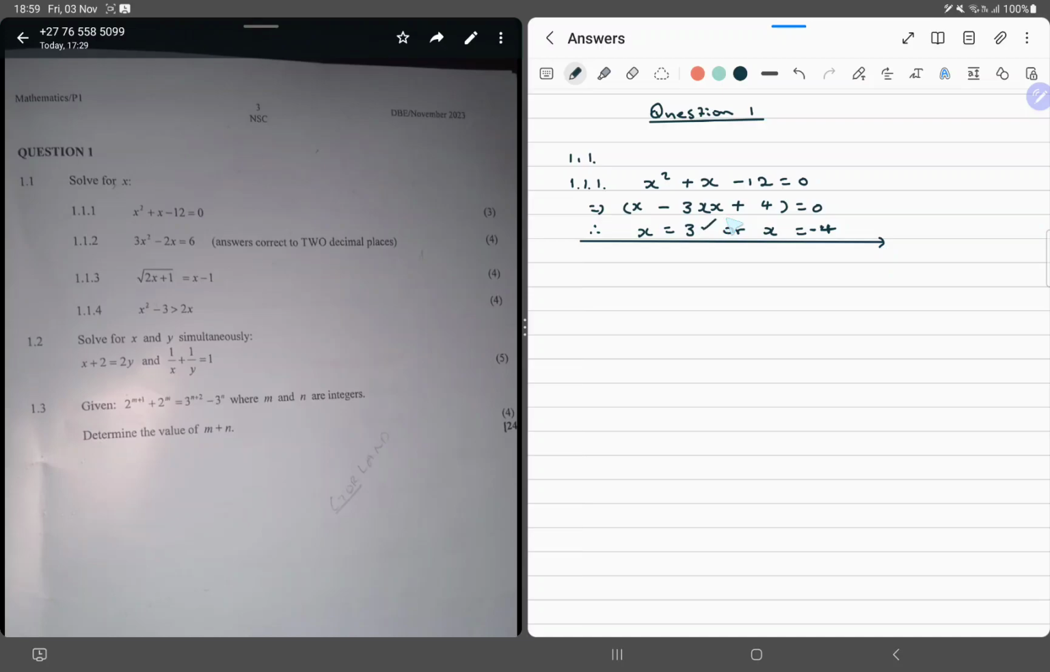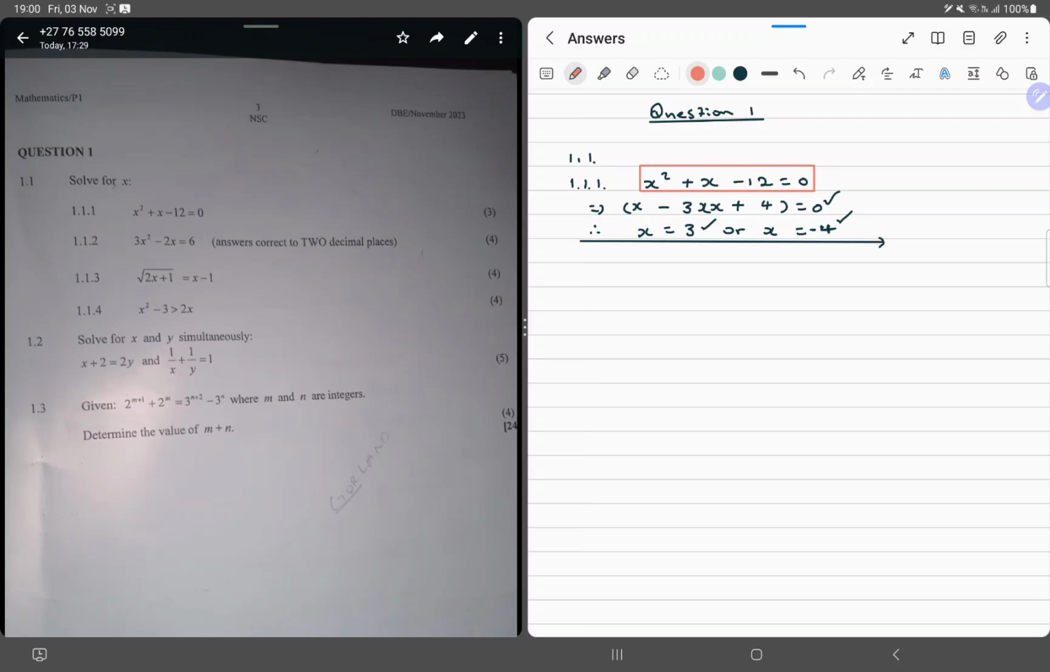Easy stuff. We're getting a mark here, a mark there, and for factorizing, that's the third mark. As I often tell you guys, check your answers. A mess on the signs can mess it up for you. So let's quickly check this. This is going to be 3 squared plus 3 minus 12. Do we get 0? The answer is yes.